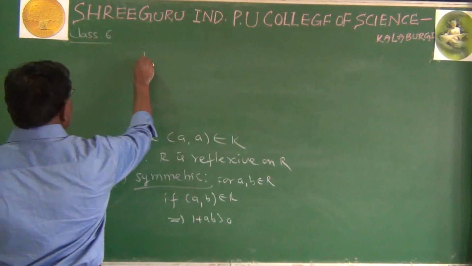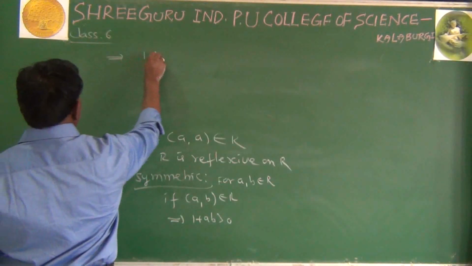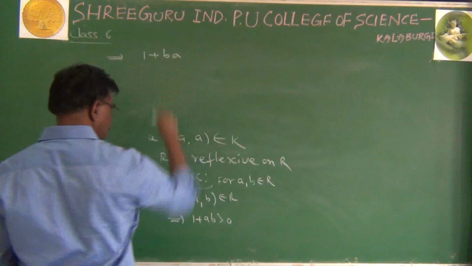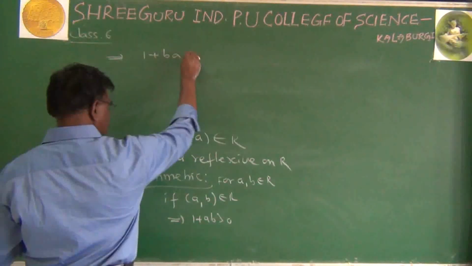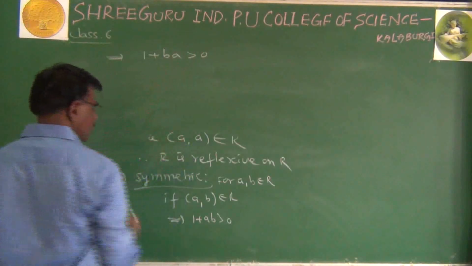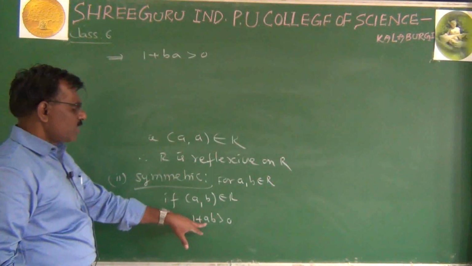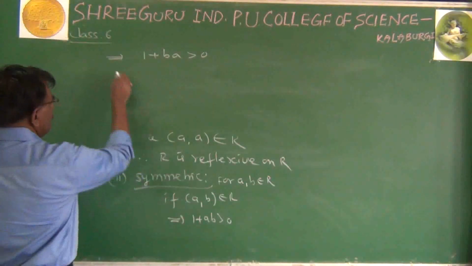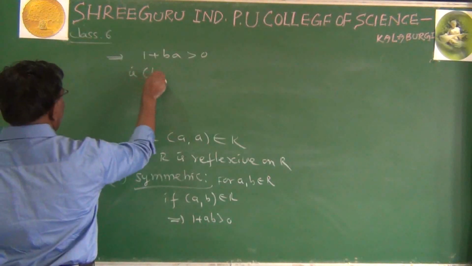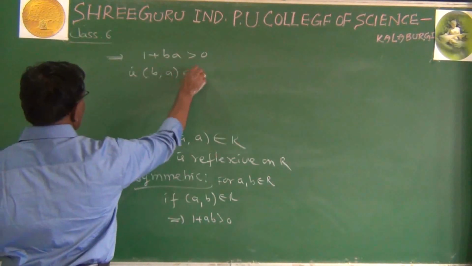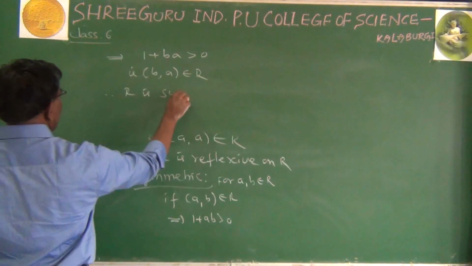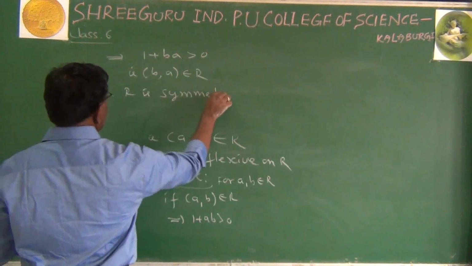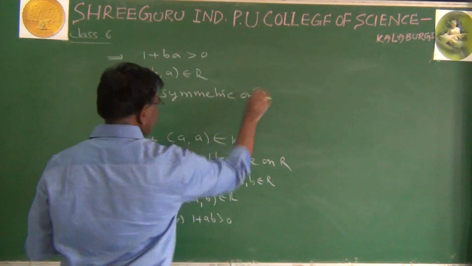1 plus ab is the same as 1 plus ba. ab is the same as ba, so this is also positive. I am interchanging: 1 plus ab becomes 1 plus ba. Therefore (b, a) belongs to R. Therefore R is symmetric. R is symmetric on R.